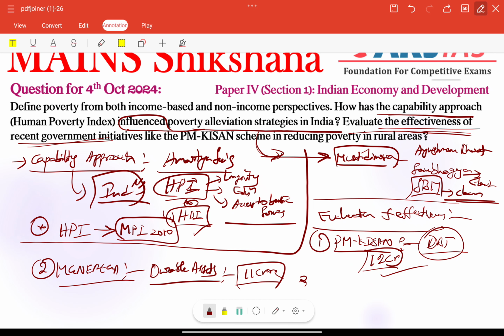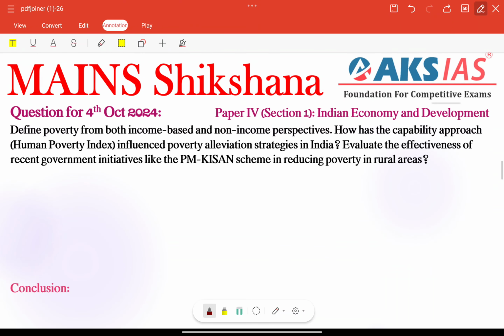Next we have the National Rural Livelihood Mission, which is also focused on self-employment and skill development, very important. For example, here we can talk about self-help groups. The mission has mobilized almost 75 million women into self-help groups, contributing significantly to rural poverty reduction. So all these are important measures or recent government initiatives.